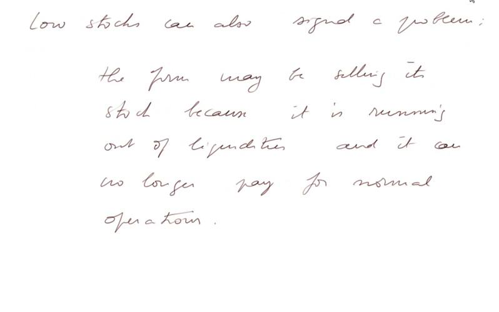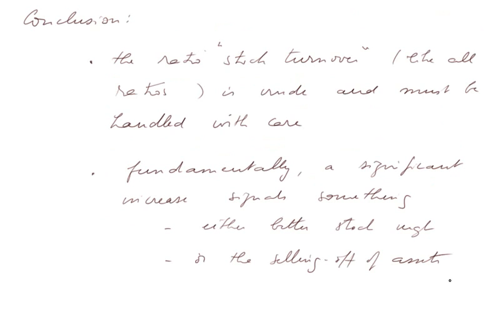But I would like also to stress one point, which is that low stocks can also signal a problem. Not always, but we have to pay attention to that. The firm with low stocks and a high turnover may actually be selling its stock because it is running out of liquidities, and it can no longer pay for normal operations. So in conclusion, the ratio stock turnover, like all ratios, is crude and must be handled with care. Fundamentally, a significant increase in the stock turnover signals something, either better stock management or the selling off of assets.